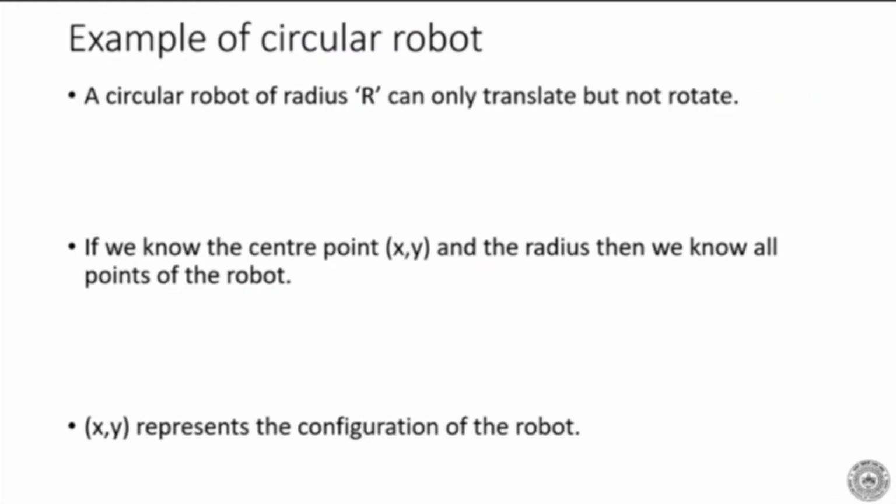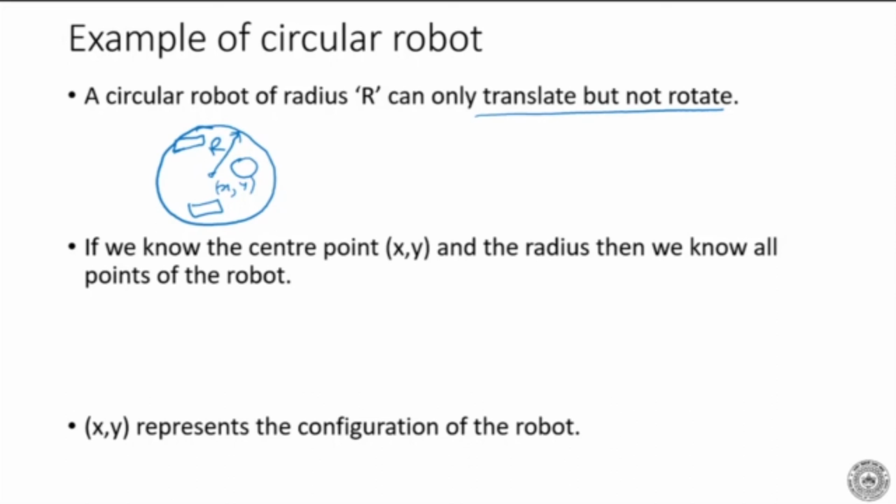So let us take the example of a circular robot. We'll come to arm manipulators a little bit later because they are a little bit more tricky. Now, a circular robot of radius r can only translate but not rotate. Let's make this assumption here. So we have a circular robot. These are two wheels of the robot. There is a caster wheel and it has radius r. Now, we are saying that this robot can translate and it cannot rotate. This is the CG, XY.